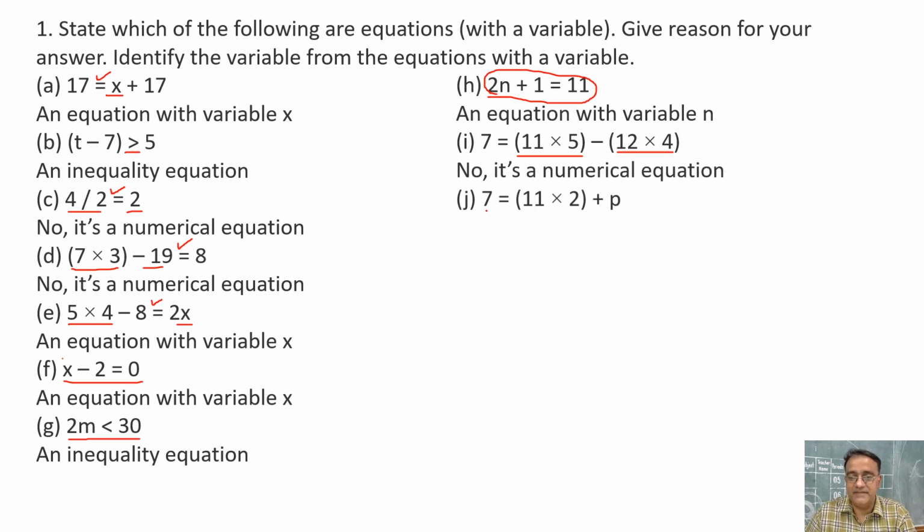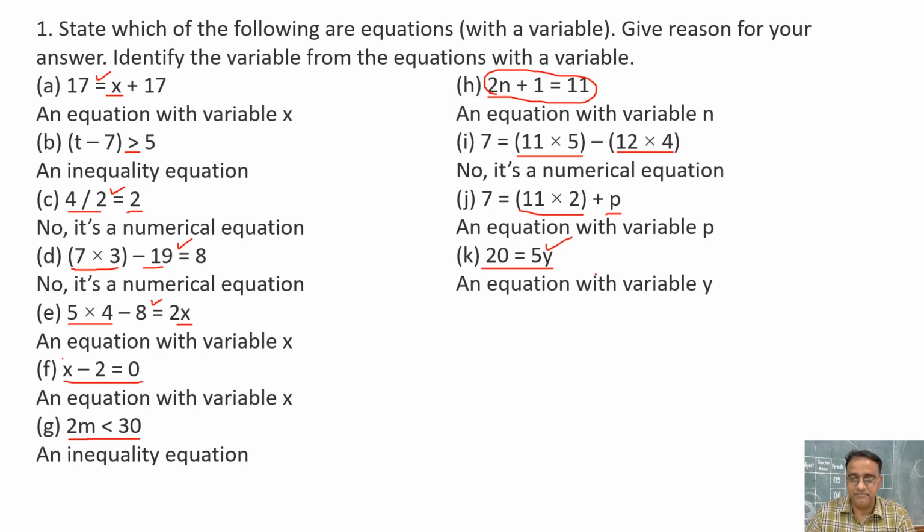Next one, 7 is equal to 11 into 2 plus p. An equation with variable p. Very good. Now, next question, 20 is equal to 5y. An equation with variable y. Yes. Next question, 3q divided by 2 is less than 5. An inequality. Yes, an inequality, or you can write not an equation.